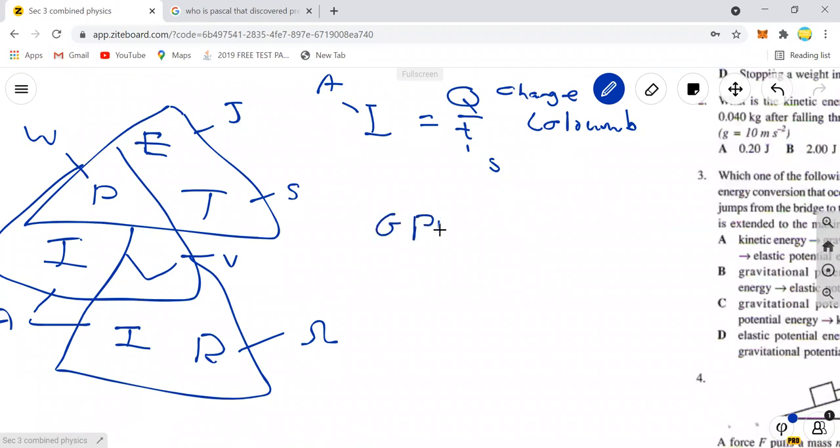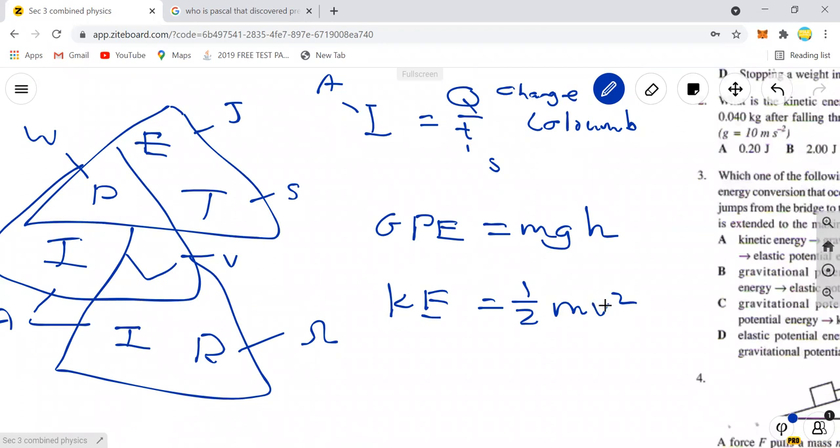GP equals MGH, right? And then we have KE. What's V? Velocity, correct. And mass. What's the SI unit for energy? Joules, yeah. Alright, that's it.